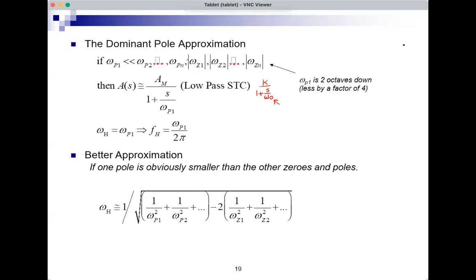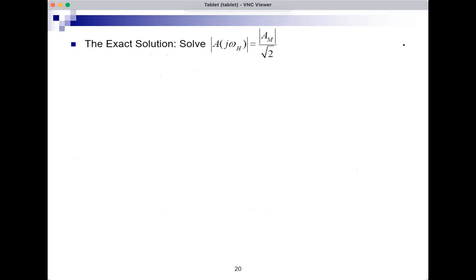Now, what if I'm asked to get an exact value for FH, or the poles and the zeros are very close to each other, so I can't use these approximations? I can always go back and solve the equation exactly. Is that possible? Actually, yes. I'll use the definition. What's the definition? At omega h, the magnitude of A is the low frequency value over √2. This is the definition of the 3 dB frequency. The magnitude drops by a factor of √2.